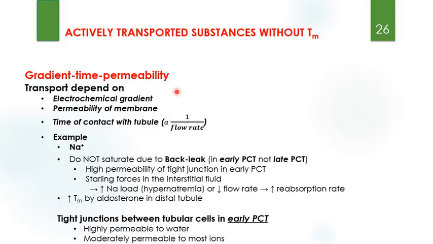Let's consider the factors that determine the level of transportation: gradient, time, and permeability. As the electrochemical gradient between two sides of a barrier is increased, it will increase the amount of transportation through that membrane. The second is the permeability of the membrane.